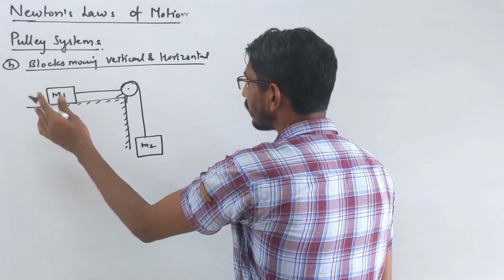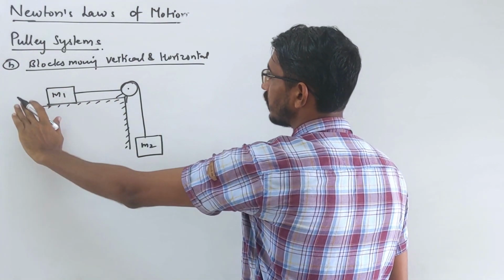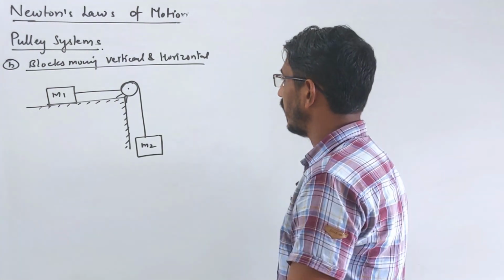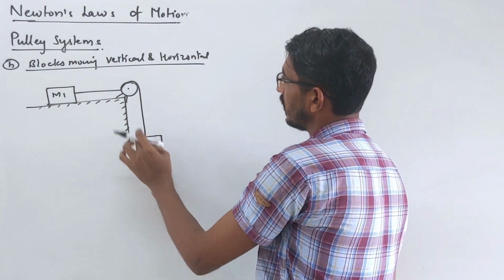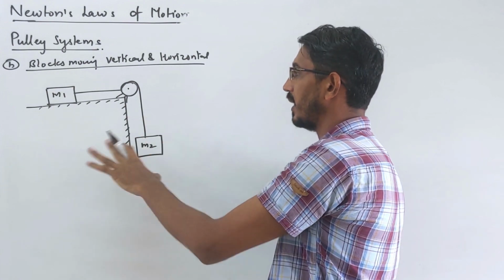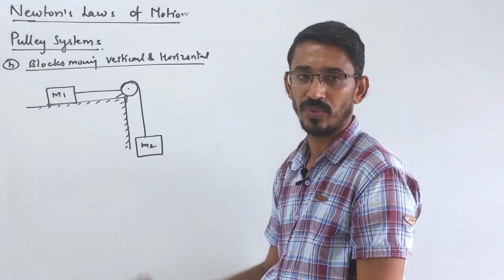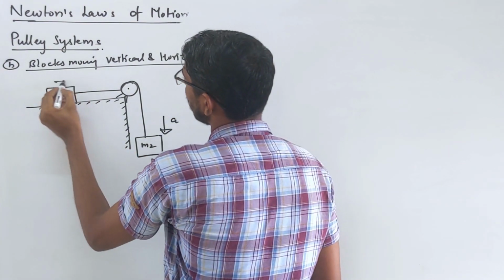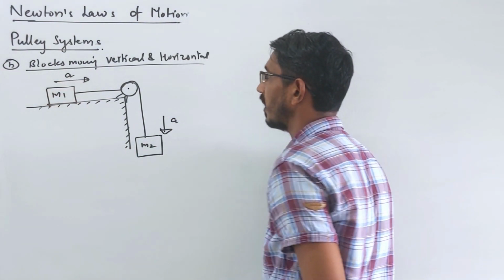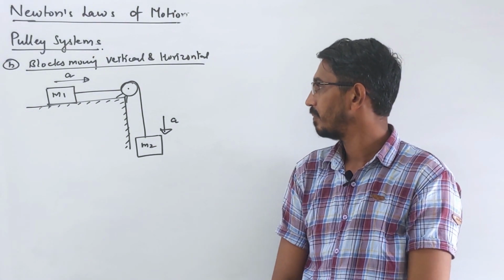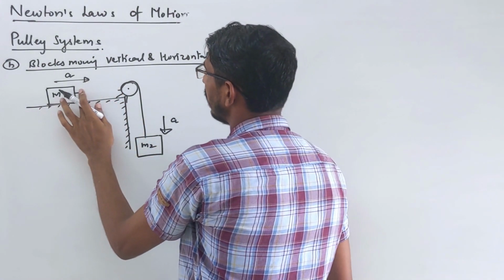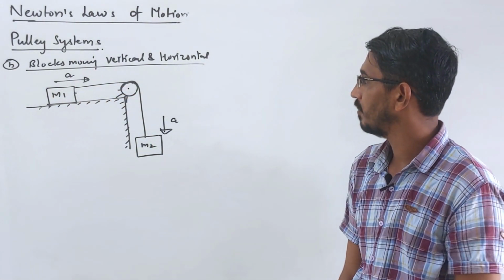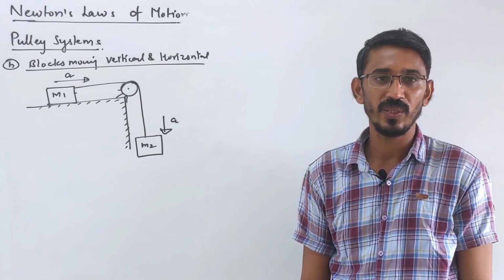Now what will happen? One block is on a horizontal table, which is smooth, no friction at all, and one block is vertical. So in this case, it doesn't matter whether this block is bigger or smaller than that. In every case, it will move down only if this surface is smooth. So this block is moving down with acceleration a, and this block is moving in this direction with acceleration a. Again, the question is the same. Calculate tension in the string, calculate acceleration of the system, and reaction at the pulley. All three questions again.